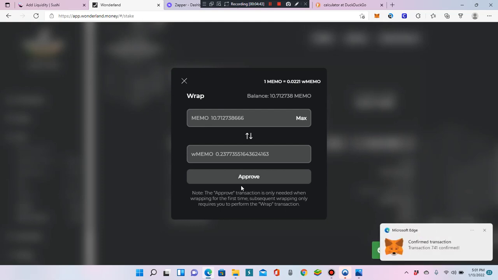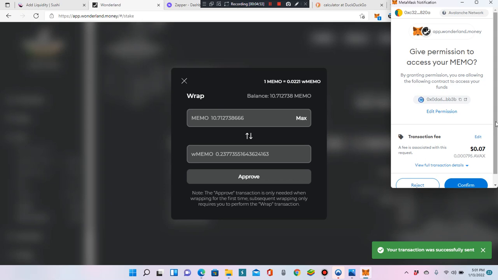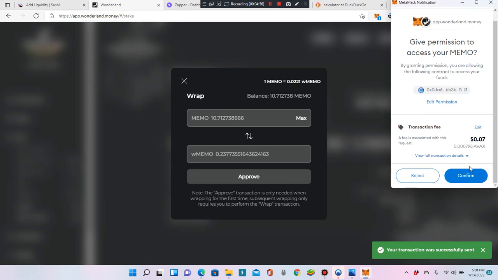Transaction pending. Okay, that finished up. Oh, I guess I have to approve it first, because this is my first time wrapping. I always mint, so I haven't had any real need to wrap anything yet. I'm constantly minting.